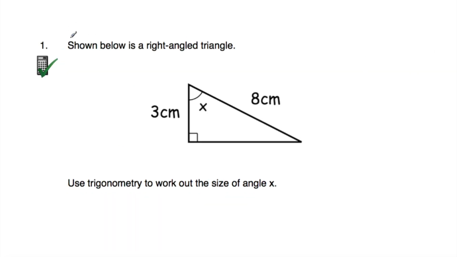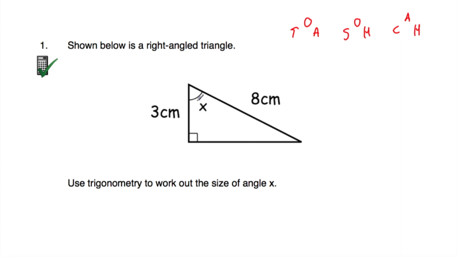Question number one says: shown below is a right angled triangle. As you can see, it's a right angled triangle, and we've been asked to use trigonometry to work out the size of this angle x. So let's jot down our formula triangle. We've got two old angels skipped over heaven carrying a harp. So there are the trig ratios. Tan is opposite divided by adjacent, sine is opposite divided by hypotenuse, and cos is equal to adjacent divided by hypotenuse. So we've got our trig ratios.